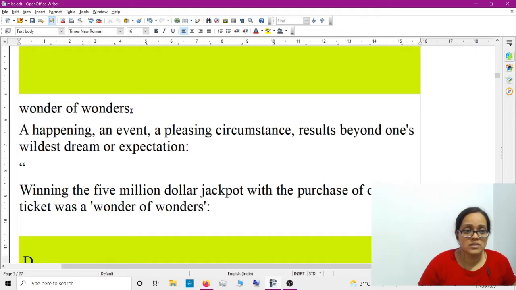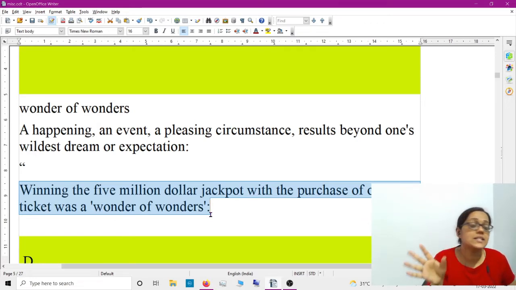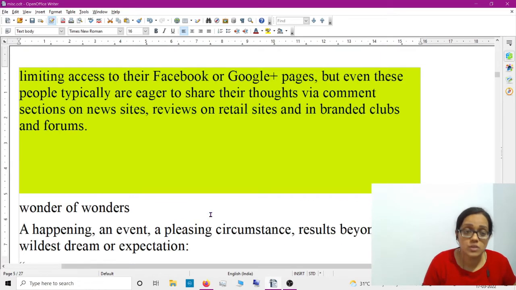Wonders of wonders. A happening or an event, a pleasing circumstance, results beyond one's wildest dreams. See, winning the $5 million jackpot with the purchase of only one ticket was wonder of wonders. Like you will be telling that is the eighth wonder. So like that, wonder of wonders. It's something which happens, a happening or event resulting beyond one's wildest dreams or expectation. That is known as wonders of wonders.